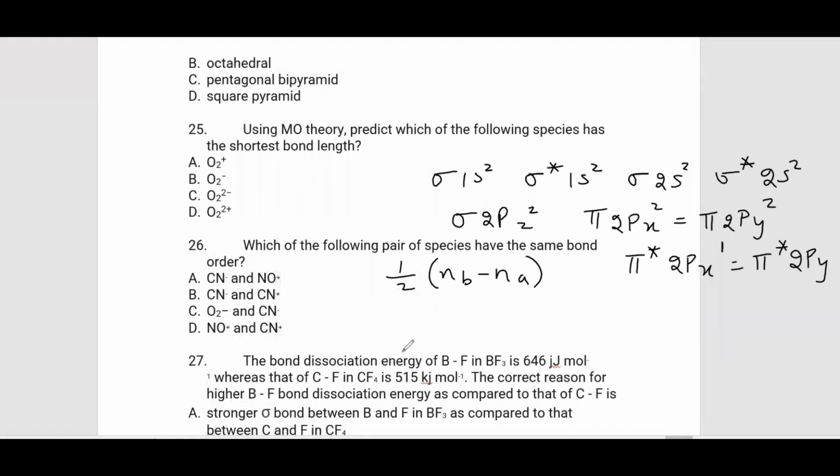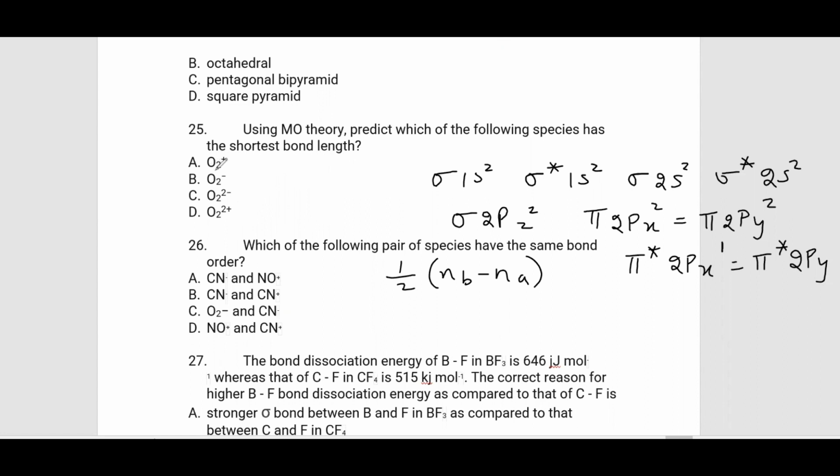Using MO theory, predict which of the following species has the shortest bond length. To know the one which is having the shortest bond length, we need to check the bond order, because bond order is inversely proportional to bond length. That means higher the bond order, shorter will be the bond length. So let us calculate the bond order.